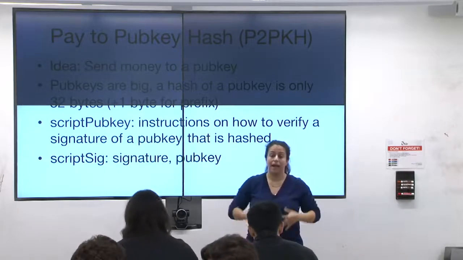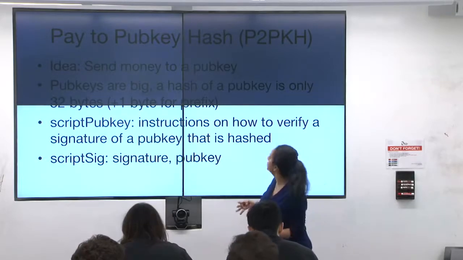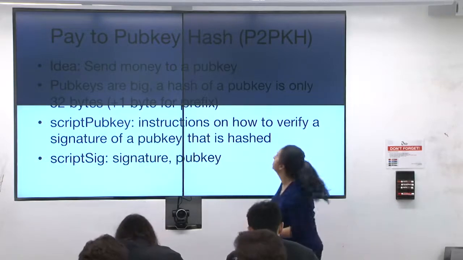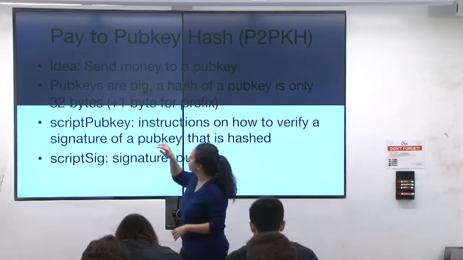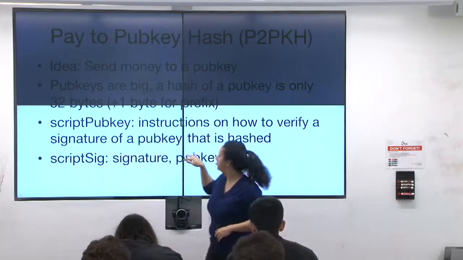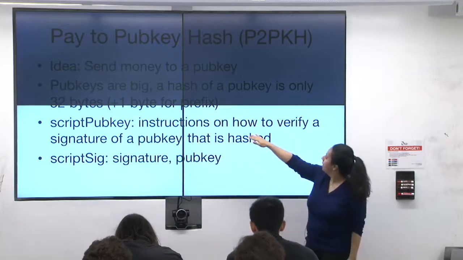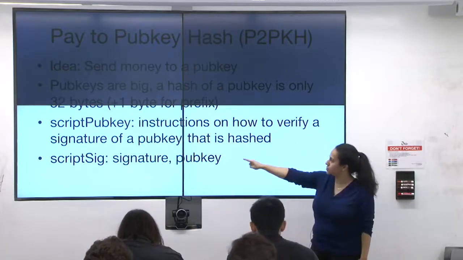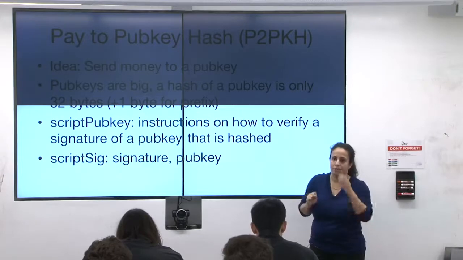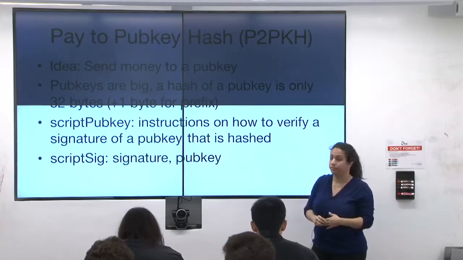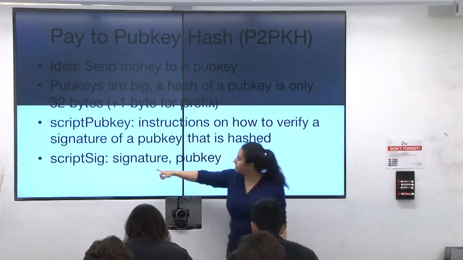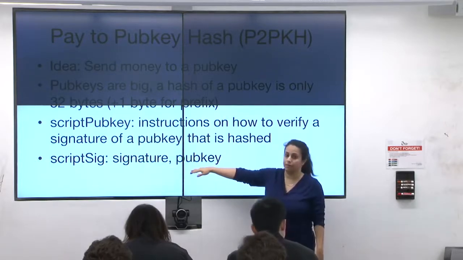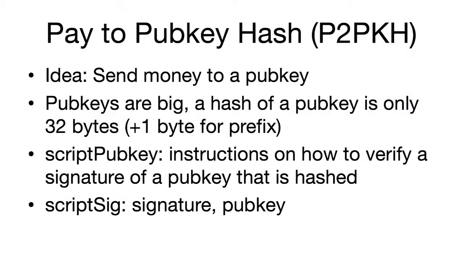You can put a hash of the public key in the output, and I think Taj already talked about this when he was talking about Bitcoin addresses. So the script pub key is instructions on how to verify a signature of a public key that has been hashed. And the script SIG is that signature and the actual public key, the preimage of the hashed public key. And this is what that looks like.